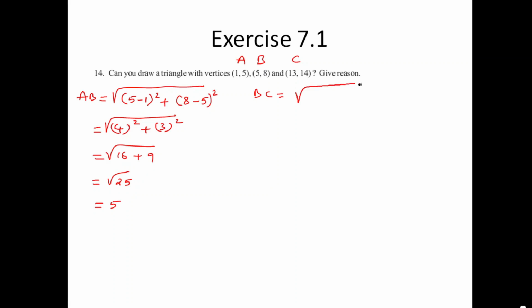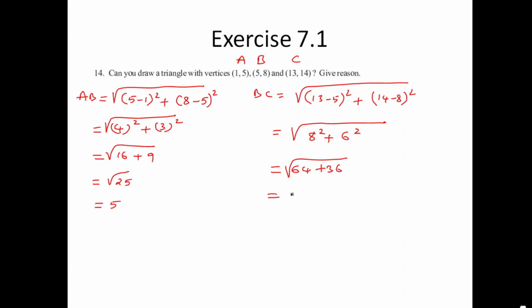distance of B to C. x2 is 13, x1 is 5, whole square plus 14 minus 8 whole square is equal to, now when I look at these two terms over here, I'll be getting 8 square plus 6 square, isn't it? So this is 64 plus 36. If I'm adding these two, I'll get root 100. So the value is only 10.